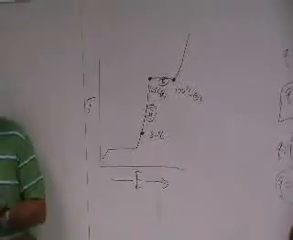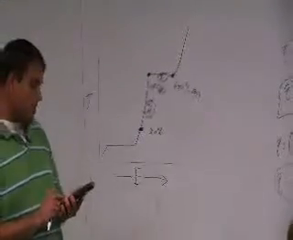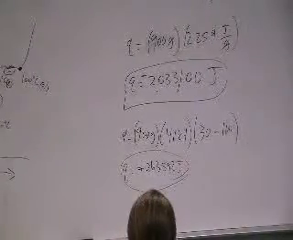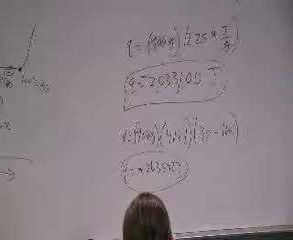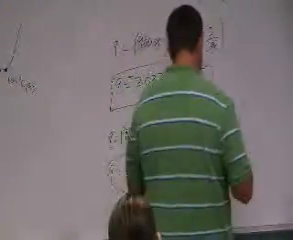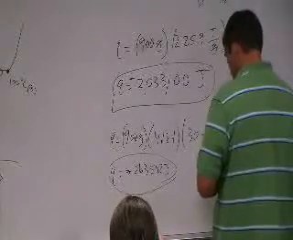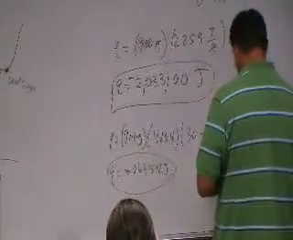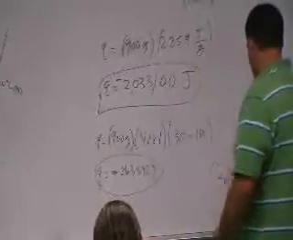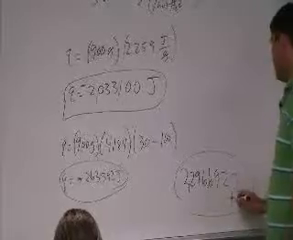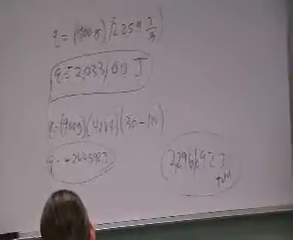So what is the total amount? 263,592 plus 2,033,100. So that means 2,296,692 joules of energy total would have to be removed from the system.